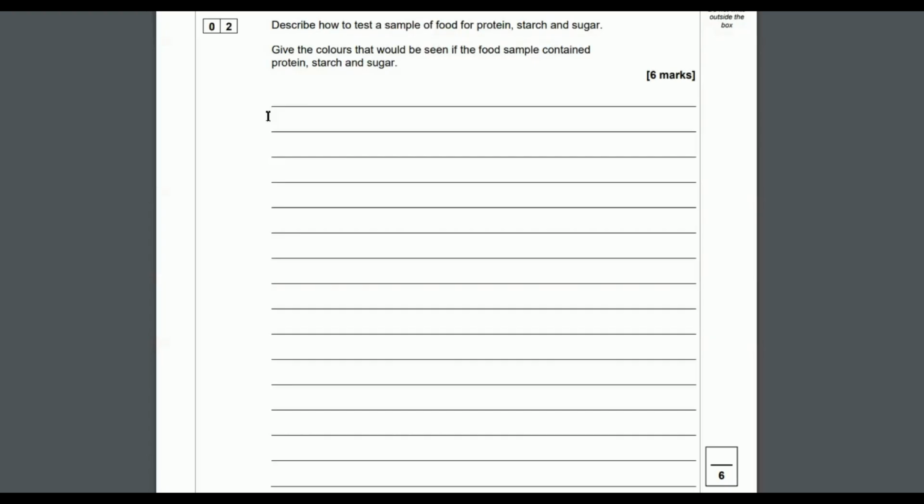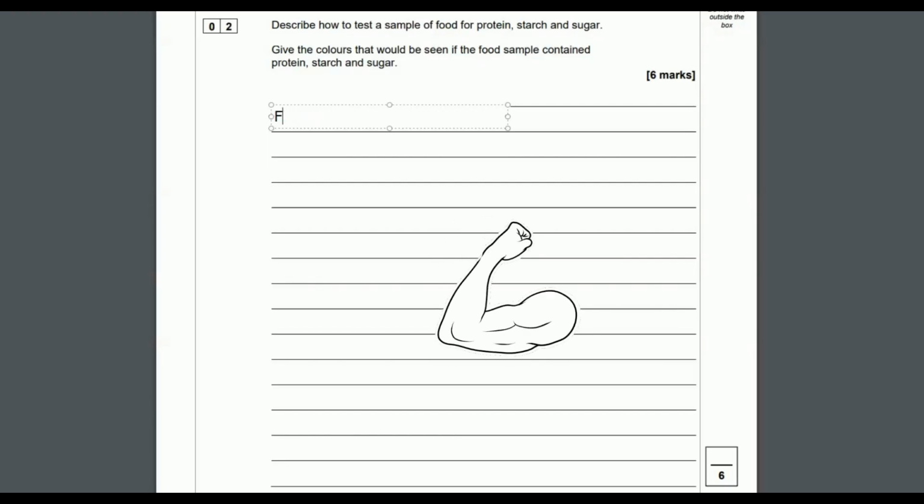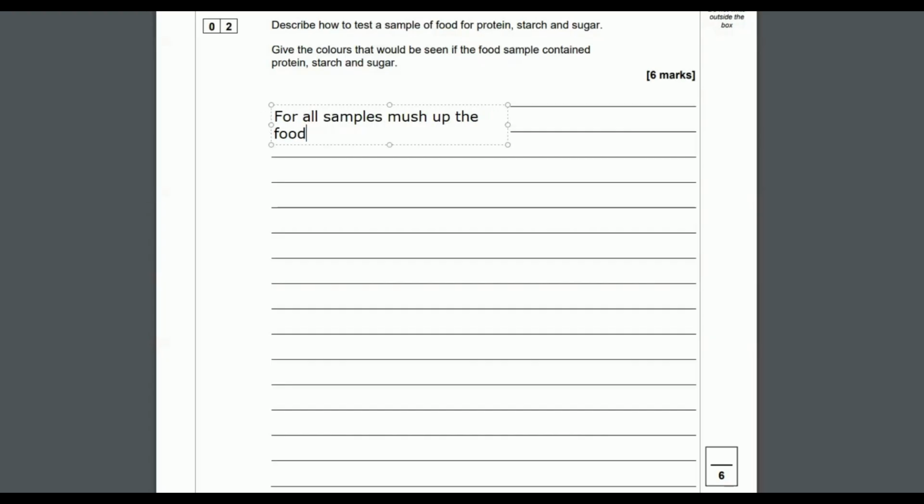So let's start with protein. For all samples, this is something that we probably normally miss out because we can't be bothered, but for all samples, mush up the food and mix with water. Leave for 5 minutes, then filter off the solution and test the solution.